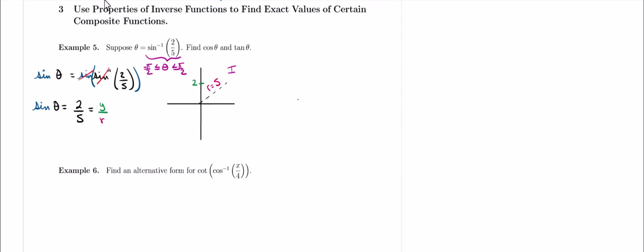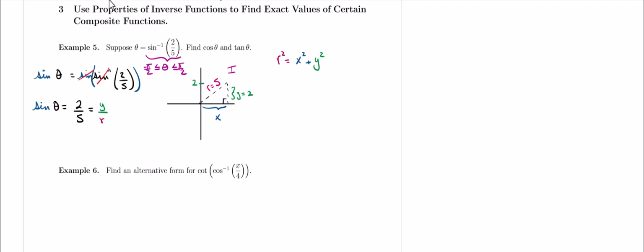So now we have our triangle with a y value of 2. Since we're being asked to find the cosine and the tangent, we still need to figure out the x value, the length of the side adjacent. To figure out x, since we are dealing with a right triangle, we can use the Pythagorean theorem: r squared equals x squared plus y squared.